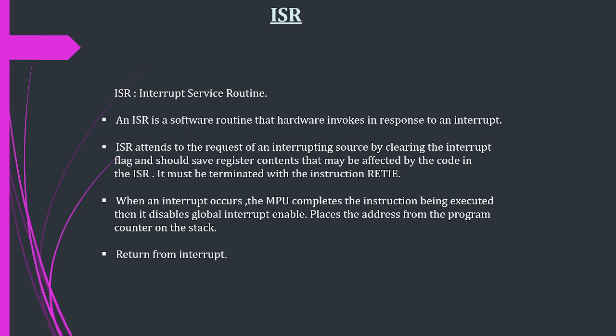response to an interrupt. The ISR attends to the request of an interrupting source by clearing the interrupt flag and should save the register content that may be affected by the code in the ISR. It must be terminated with the return instruction of the interrupt enable. When an interrupt occurs, the microprocessor unit completes the instruction being executed, then it disables the global interrupt, places the address from the program counter on the stack, and returns from the interrupt.